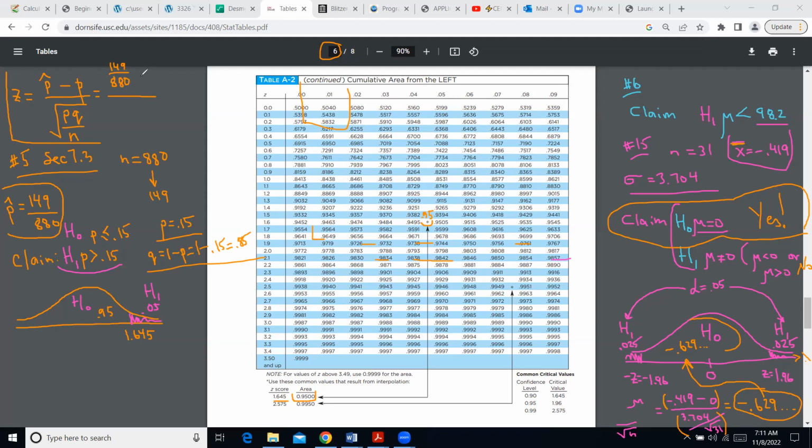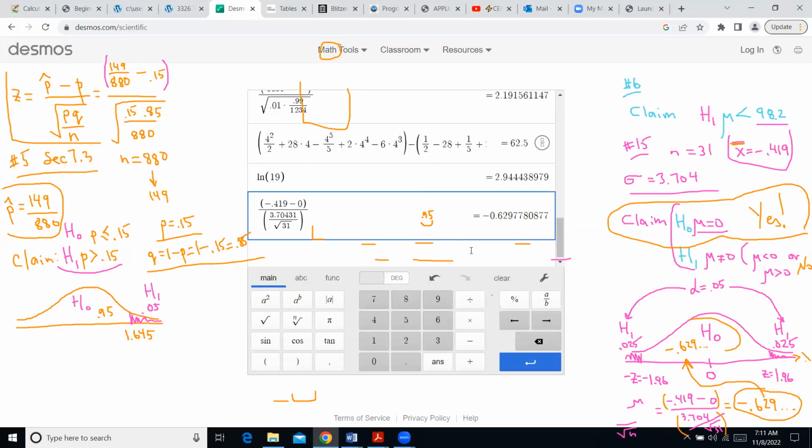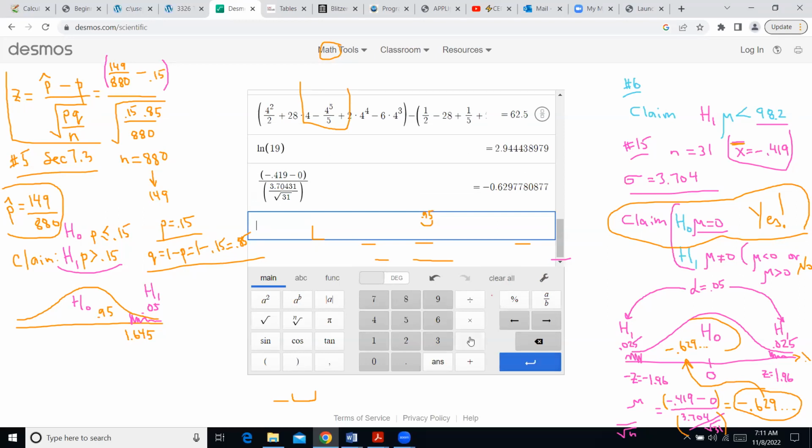I'll let the calculator work with it. Then the population proportion was 0.15. That's a P without any hat. And now I need another fraction in the denominator: P and Q, 0.15 times 0.85, divided by the sample of 880. This is what I need to put in the calculator. I also want to put parentheses around my numerator to make sure that it's done nicely. So let's do this here.